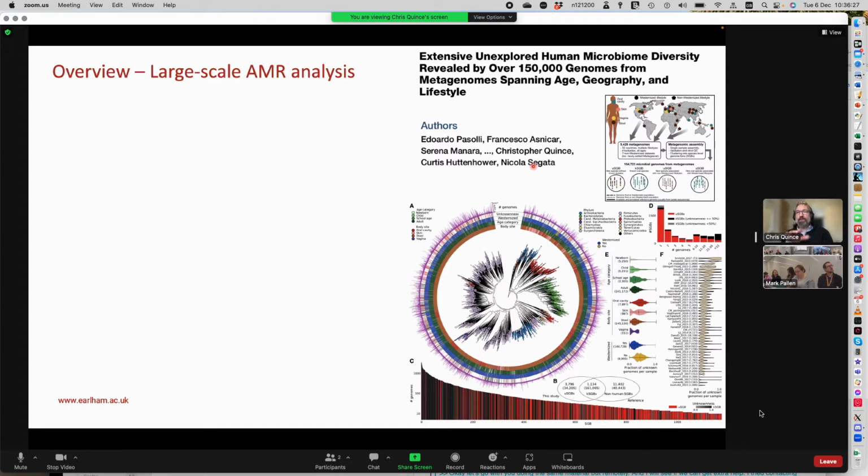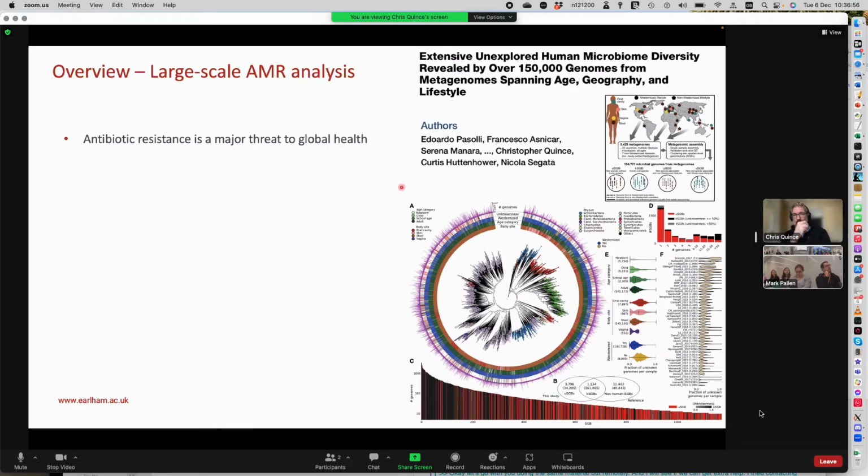Okay, so now I'm going to go to the other end of the spectrum, which is this large-scale human gut binning that was generated in Segata's group. So here they got over 150,000 genomes. I think about 80,000 of them were of medium quality, and they did lots of interesting analyses in the original paper. I would recommend that you read that.